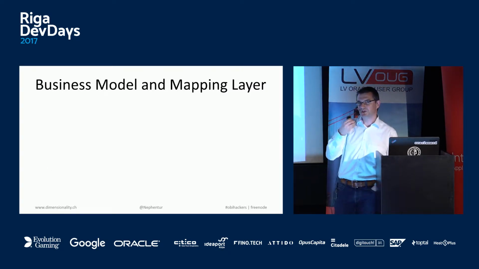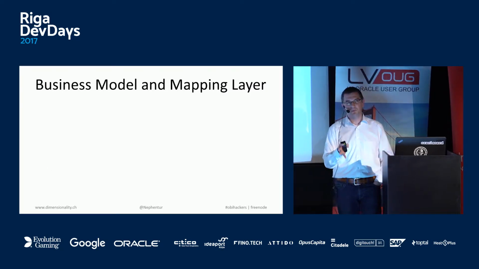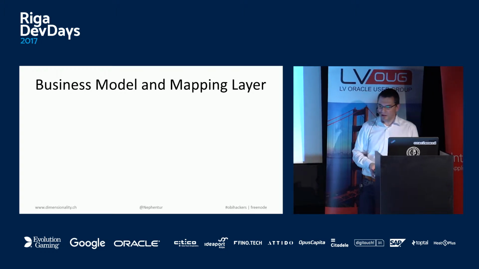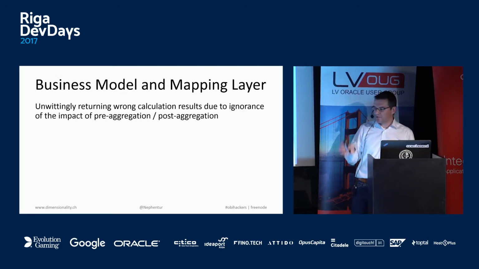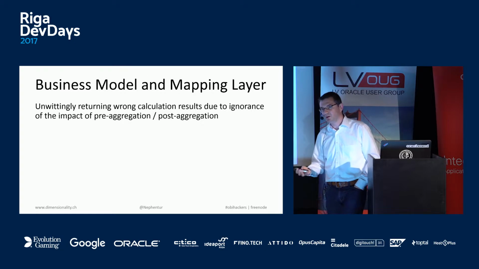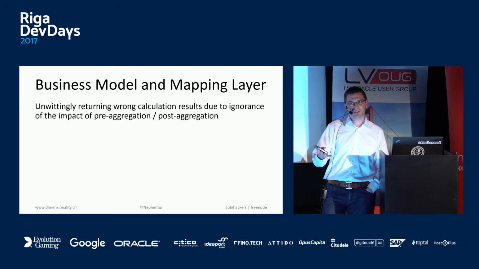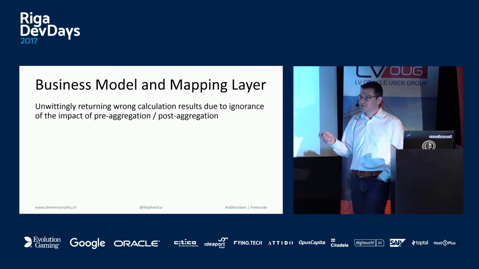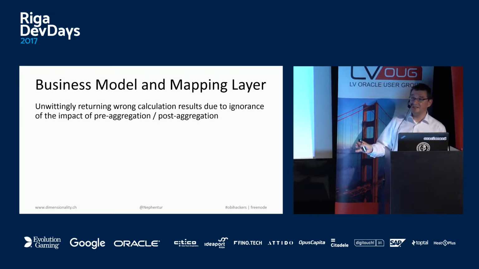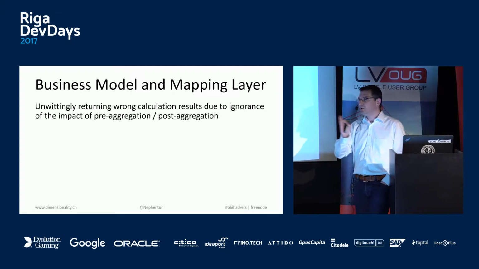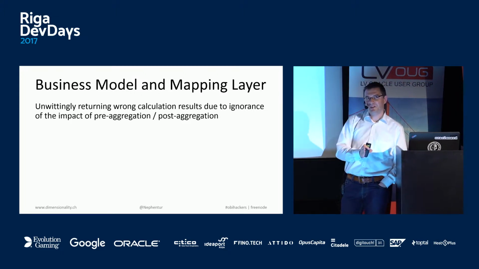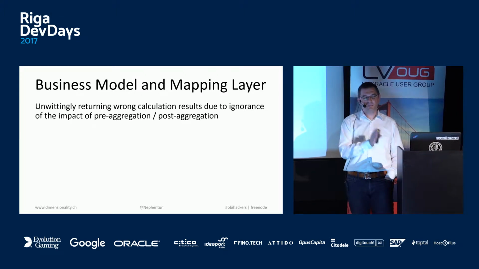Let's go one level higher into the business model layer. So this is where we do the logical modeling of everything that we're building underneath. So we have the possibility to actually control whether the calculations we do happen pre-aggregation or post-aggregation. And this is something, and that's why I'm insisting on this word unwittingly, that a lot of people do wrong because they don't know the impact of it and are not aware of what that means.